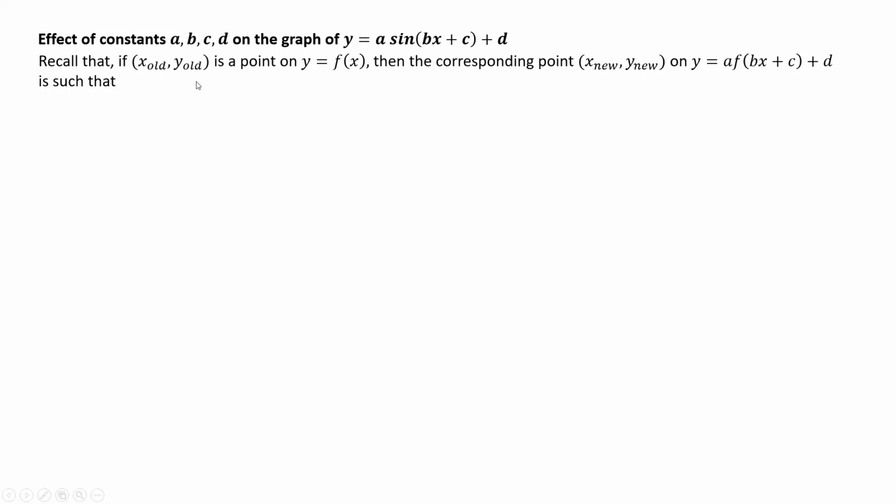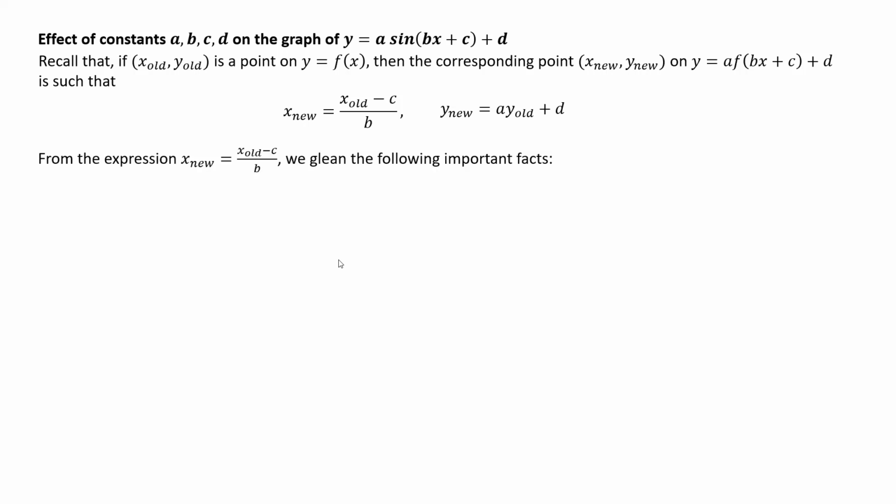Recall that if (x old, y old) is a point on y equals f of x, then the corresponding (x new, y new) on the new curve is such that x new is this. This is something that I talked about before. Now let's focus on this one. x new is x old minus c over b. From that expression, we can take away a whole lot of important things.